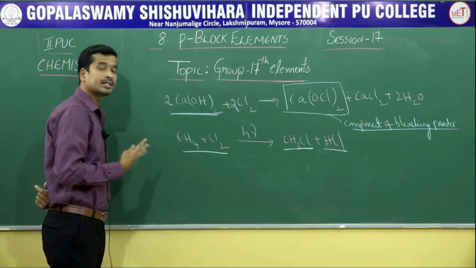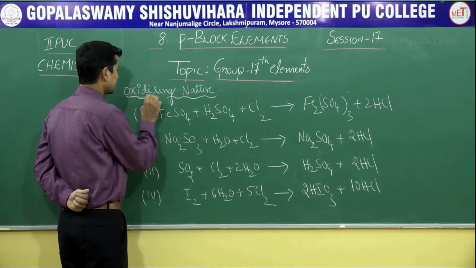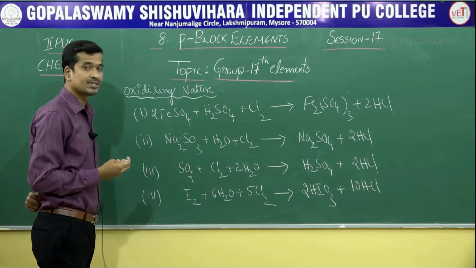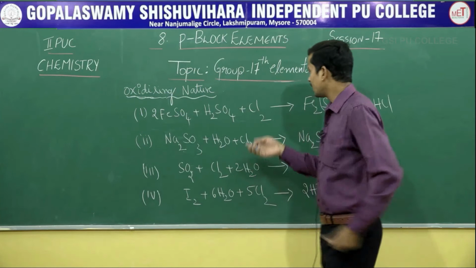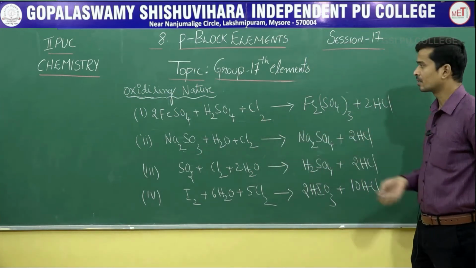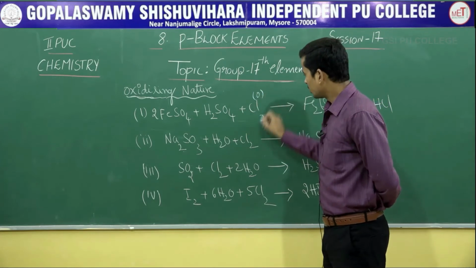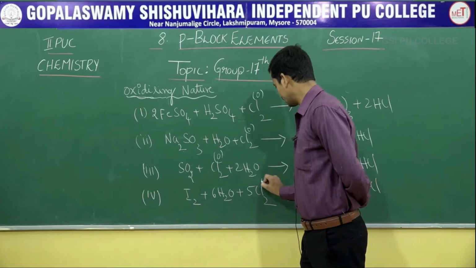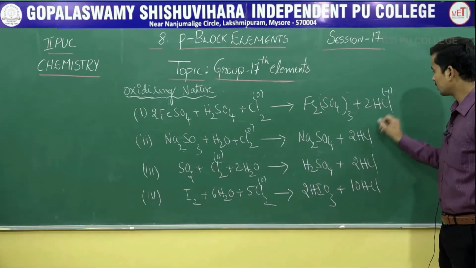Next, chlorine also acts as an oxidizing agent. Oxidizing agent means, as you already know, it brings about oxidation. At the end of the chemical reaction, it undergoes reduction. Chlorine is a homonuclear diatomic molecule. Oxidation state is 0. At the end of the chemical reaction, it is converted into -1.